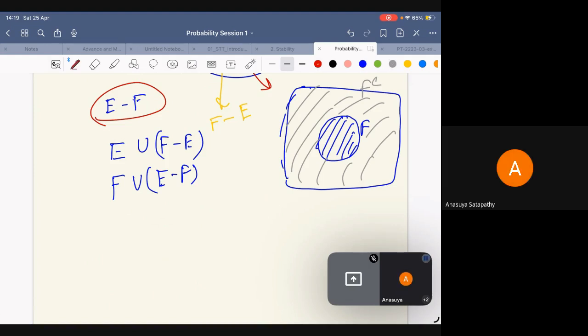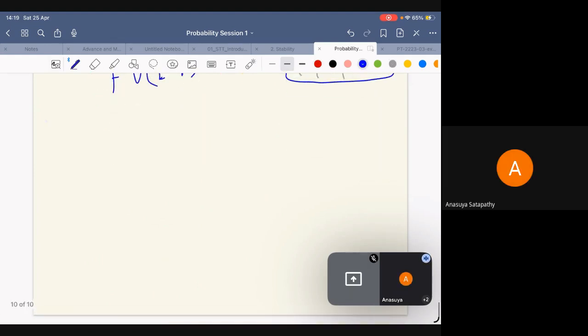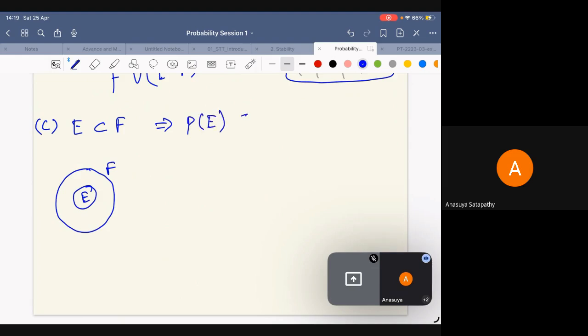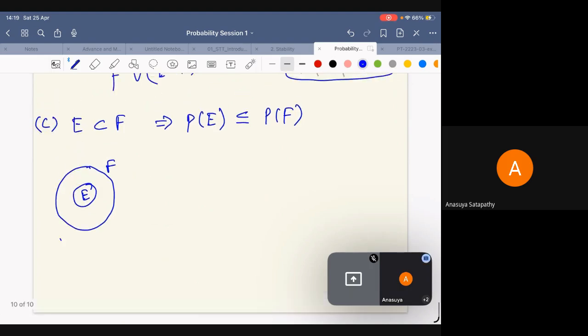Okay. So let me go to one or two more formulas. E is a subset of F. What does that mean? Inside F, E lies. This is E. So can I write that the probability of E will be less than or equal to the probability of F? I am not going through all the proofs, just know the basic things. These are very basics. And one more I am writing, D.